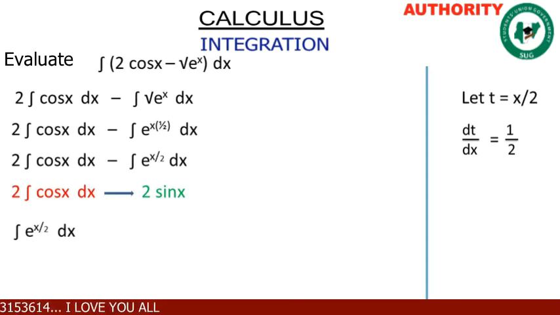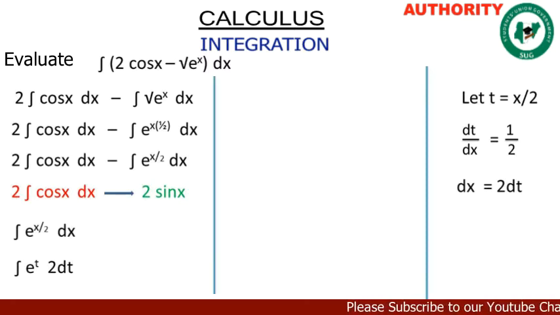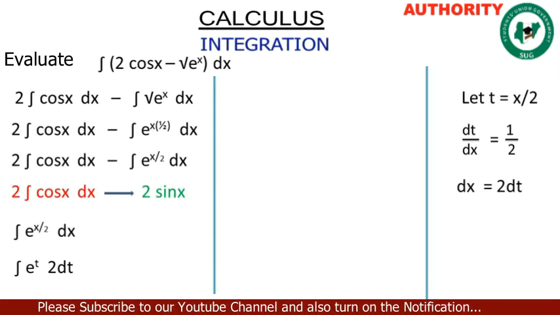Okay, from here, let's cross multiply. So in doing so, we have dx is equal to 2 dt. So back to our main function, we have integral of e. In place of x all over 2, we are going to replace it with a letter, what? T. And in place of dx, we are going to replace it with 2 dt. So that means we have integral of e raised to power t, 2 dt.